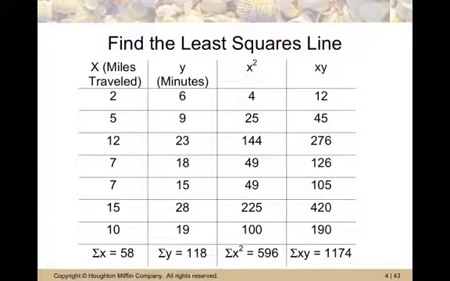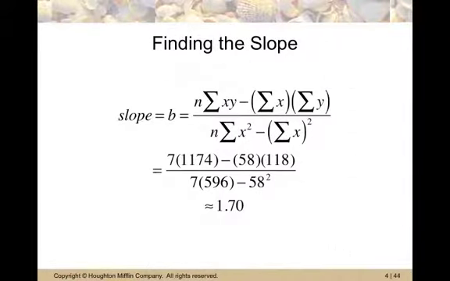The sum of x squared, you actually square your x terms and you add those up to get 596. Now for our calculation for slope, we don't need the y squared, so we left those off. But the x times y, that product, you're going to calculate that. So 2 times 6 is 12, 5 times 9 is 45. So you calculate your products of x times y, and then you add those up, and then you plug them into the appropriate place in the formula for b.